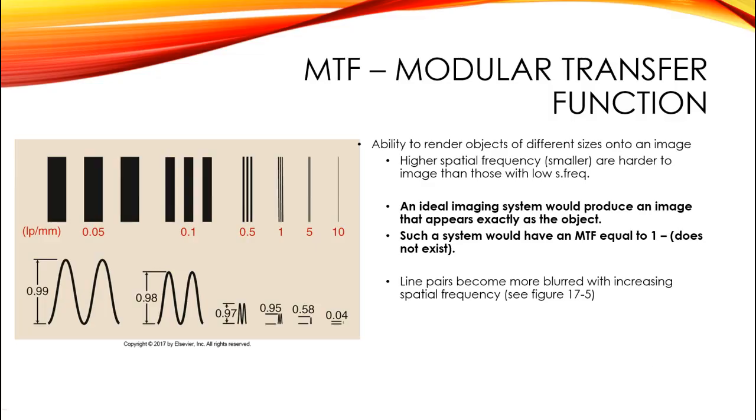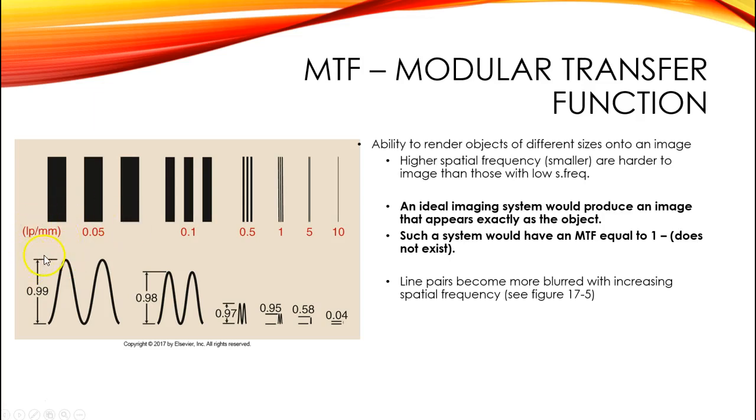Okay, now we're going to introduce a term called MTF, which is modular transfer function. This is just a fancy name for a way to chart the ability to render objects of different sizes in an image. This chart is going to show you that the higher the spatial frequency, the harder to image than those with low spatial frequencies. So higher spatial frequencies are harder to image than those with low spatial frequency.